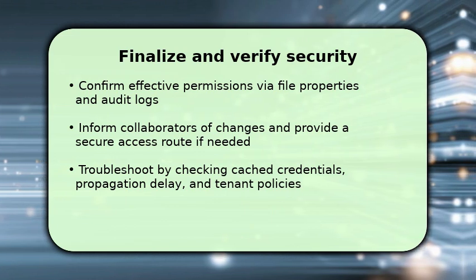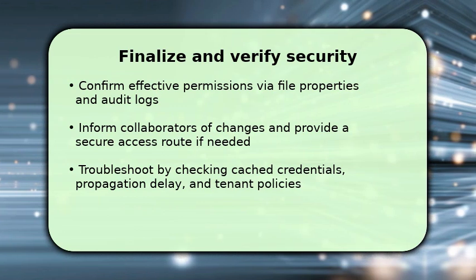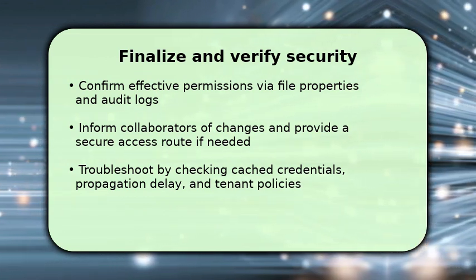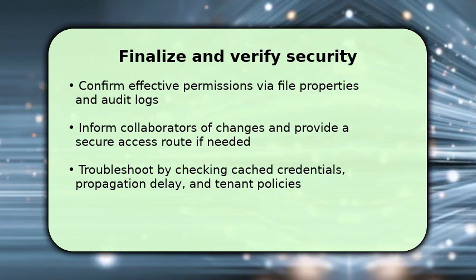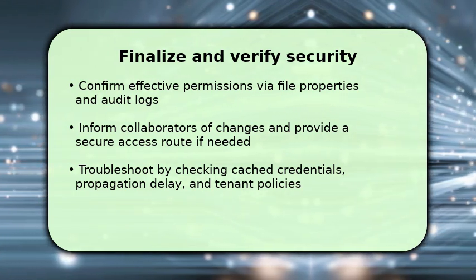Once done, notify collaborators about the new access method or provide a secured link. Make sure to update any embedded links or integrations. If things go wrong, check cached credentials, propagation delays across OneDrive/SharePoint, and tenant-wide sharing policies, which can override file settings.